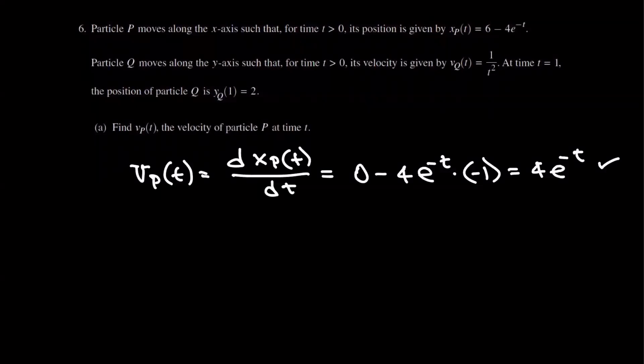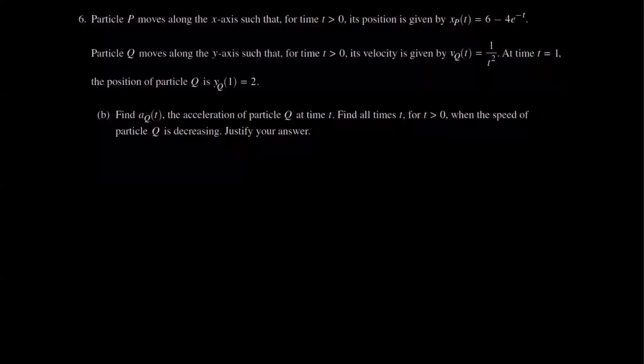Let's move on to question B. In this question, we need to find the acceleration a of t for particle Q, and then we need to find all times t greater than 0 when the speed of particle Q is decreasing. So note it's the speed, not the velocity.